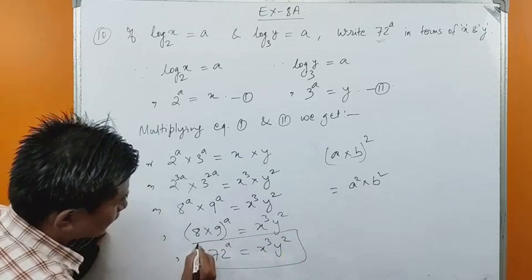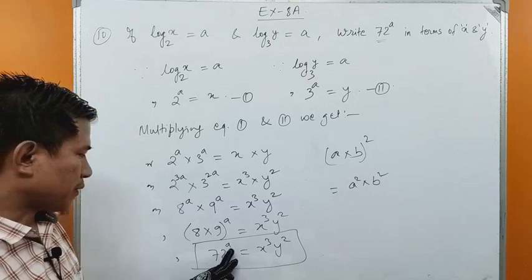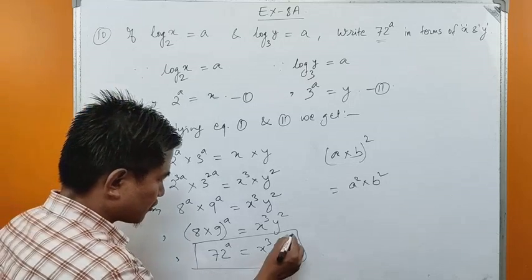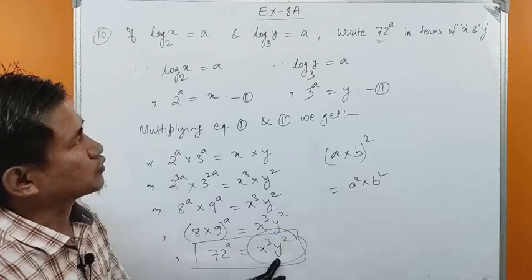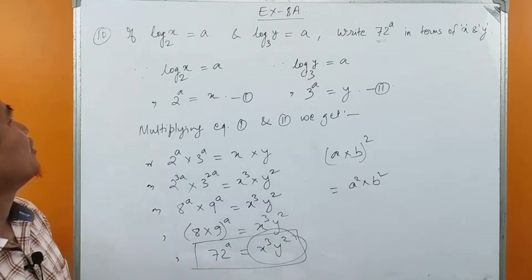I hope you got this. So the value of 72 to the power a is x cubed y squared. Okay, so this is the answer, x cubed y squared. I hope you got this. Now let us do the next question.